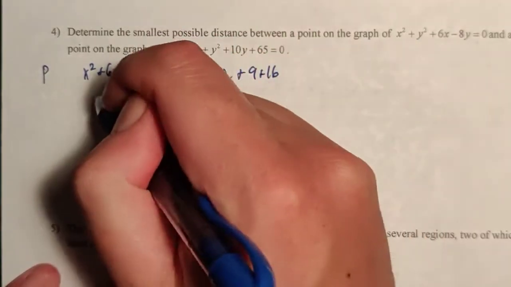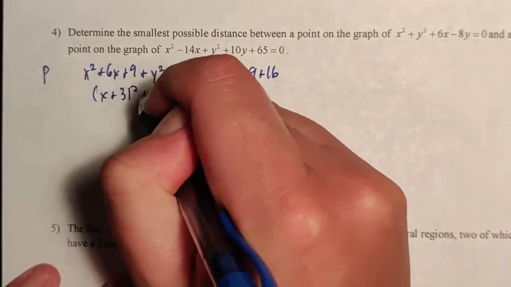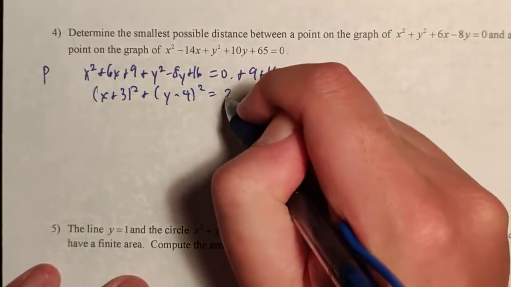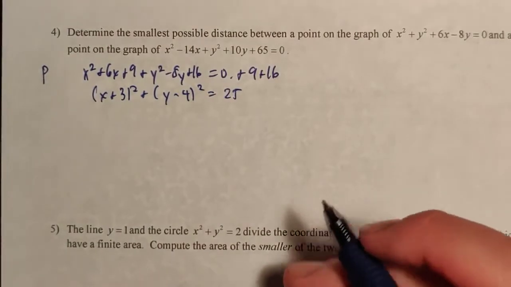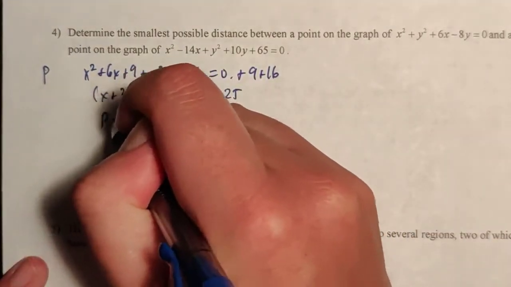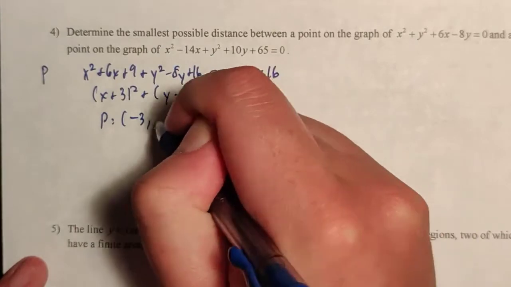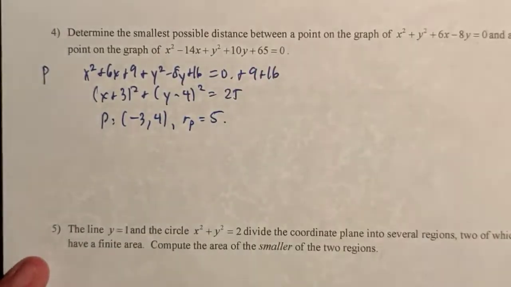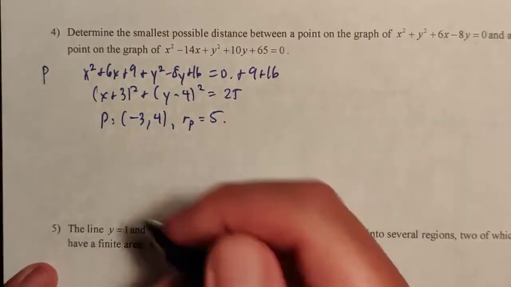Then this becomes x plus 3 squared plus y minus 4 squared equals 0 plus 9 plus 16, which is 25. That's really helpful because now we know the center. P is going to be at the point negative 3 comma 4, and the radius of P is going to be 5. And now we're going to do the same thing for the other one.